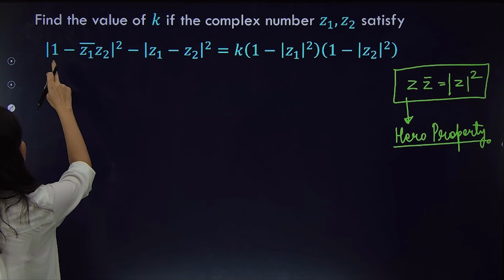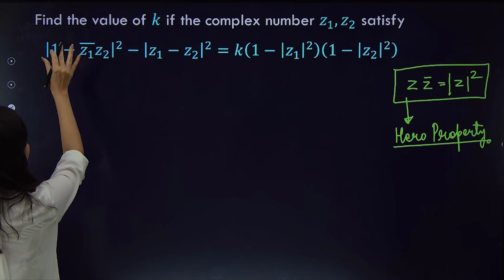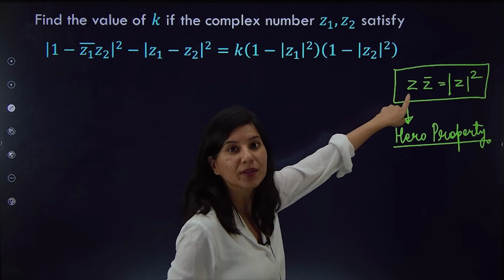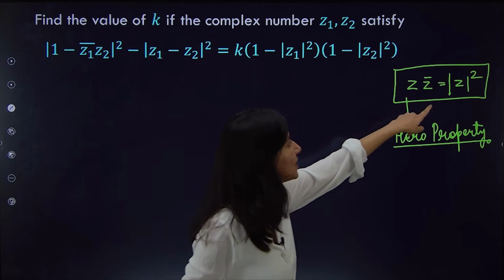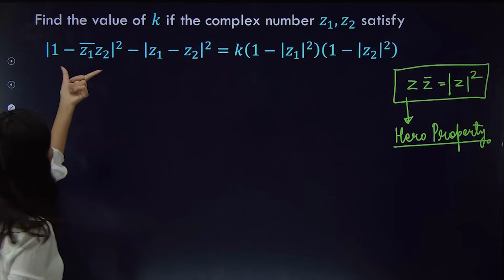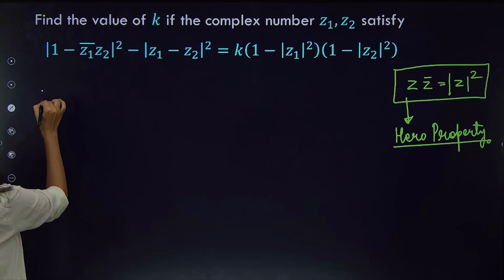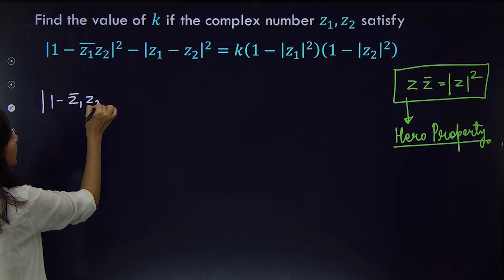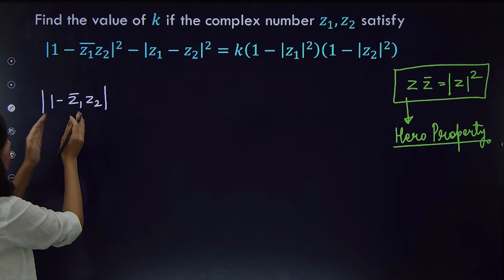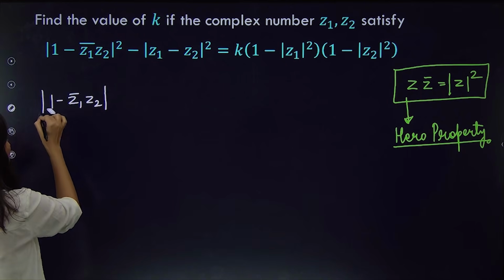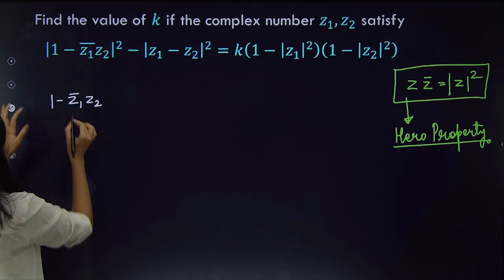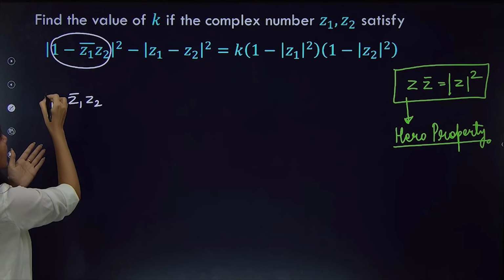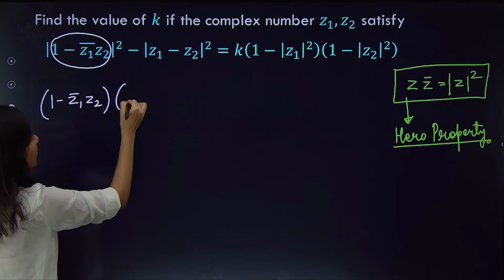So clearly this is again something mod of something square. We are going to apply the reverse property. Mod of z square is z bar. Mod of this square is what? Z. That means you just write things as it is. Remove modulus, no need for modulus, because mod of anything square is that thing, and take bar of that.